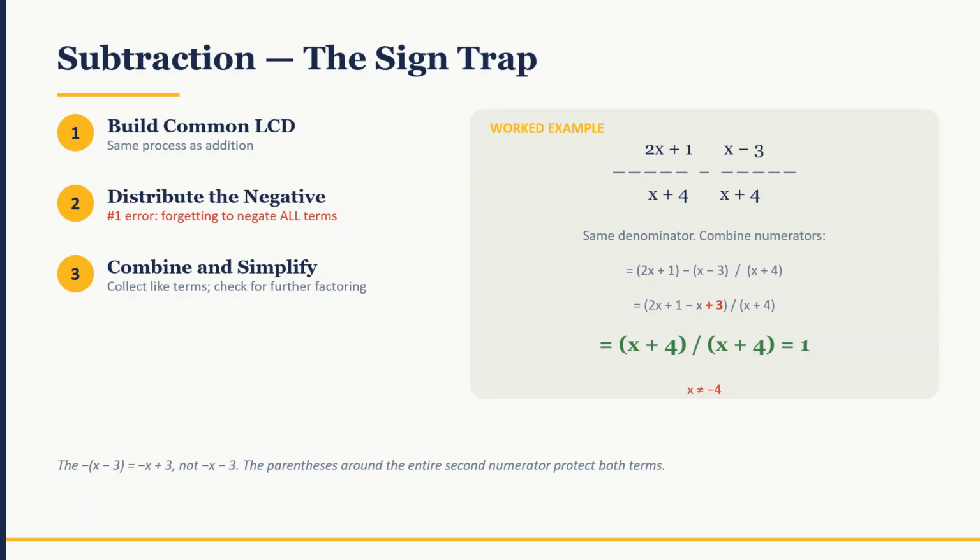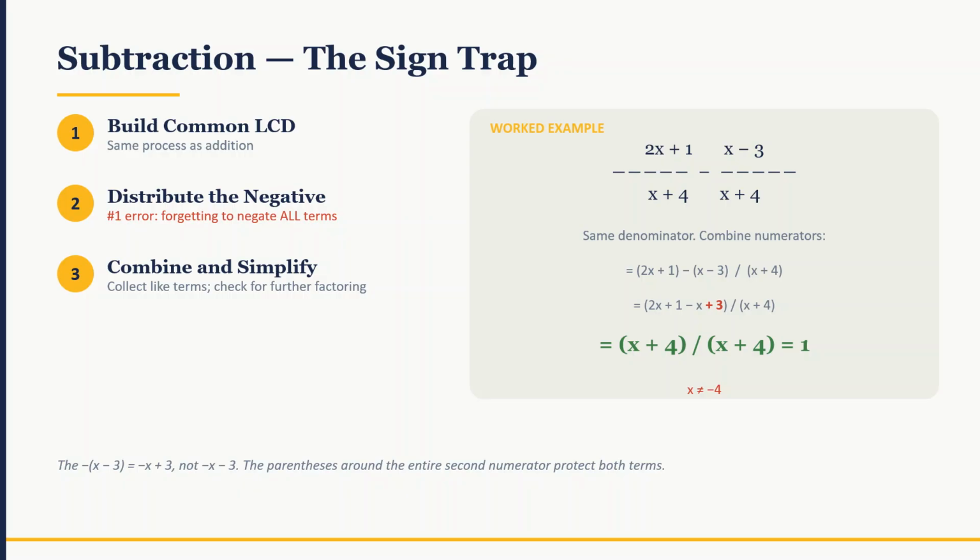Step 1. Write the combined fraction. 2x plus 1 minus the quantity (x minus 3) all over x plus 4. Notice the parentheses around x minus 3. They are essential. Step 2. Distribute the negative. 2x plus 1 minus x plus 3 all over x plus 4. The minus times the minus 3 gives plus 3. This is the sign trap. Many students write minus 3 instead of plus 3.